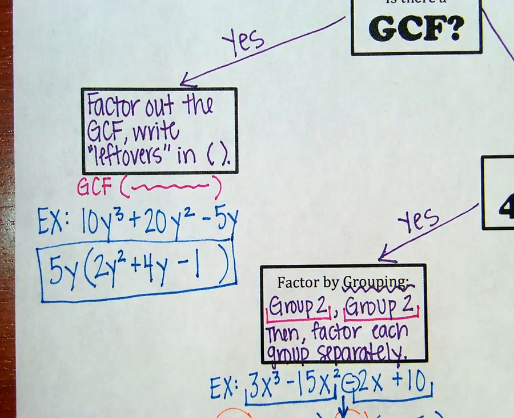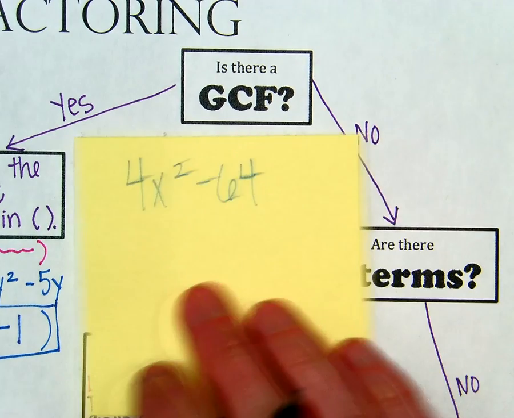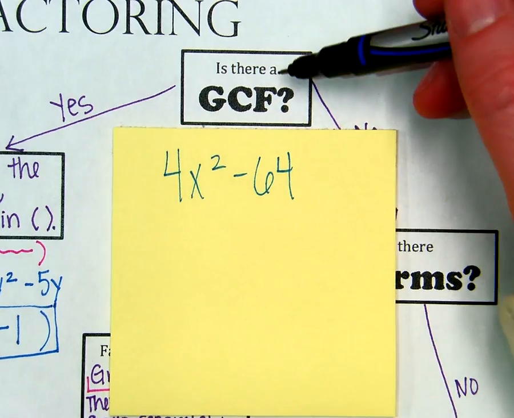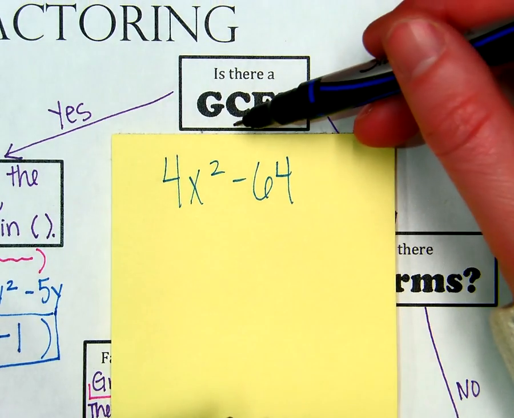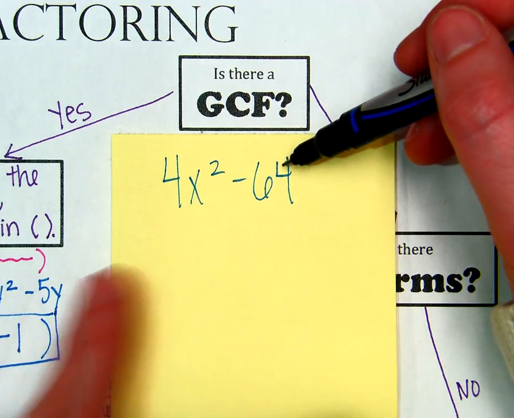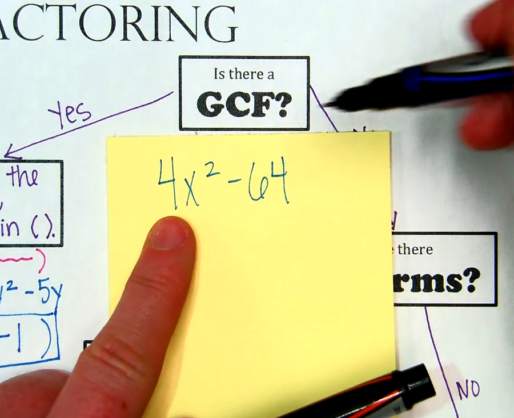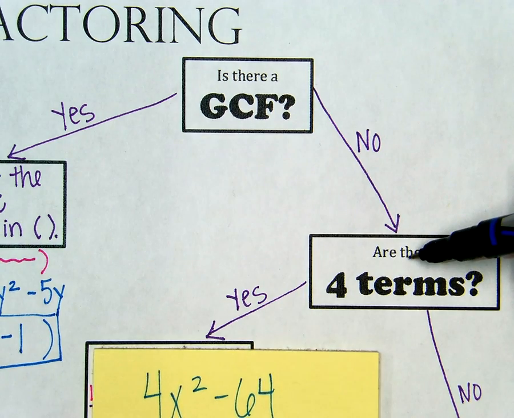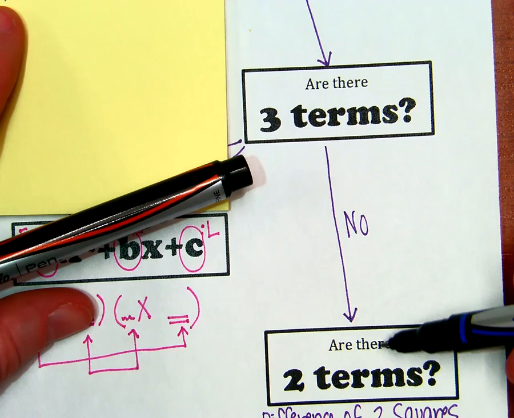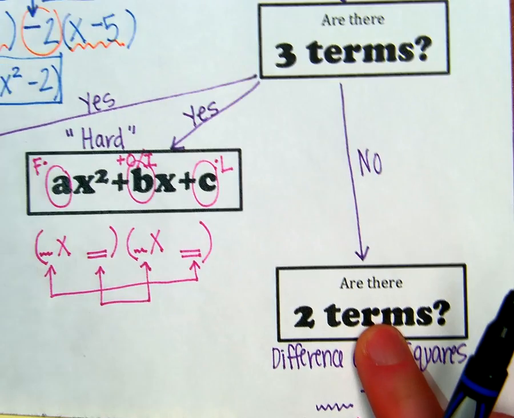All right, another example. Let's see, we could have this one. So if you had this for a homework problem, 4x squared minus 64, you would look first and see if there was a GCF. Let's see, 4 does go into both of those, but this is a 2-term problem. So I'm going to hop down here and say no for right now. And there are not 4 terms, and there are not 3 terms, but there are 2 terms.